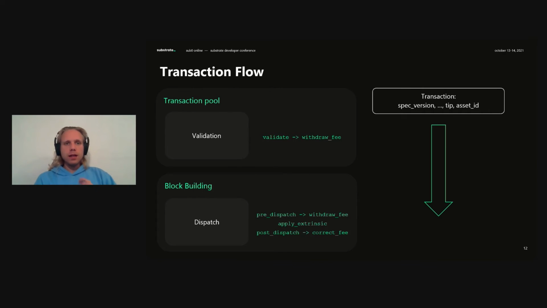So this has to do with the weight system of Substrate, where we give a worst case weight estimate for how expensive in terms of computation the transaction is. And we will charge the fee based on that. And then in the post-dispatch, we will have more information on how expensive the transaction actually was. And so we can correct the fee downwards. All right, so this is the rough transaction flow. And I will try to point us back to this when we go through the implementation so that you have some idea of where we are in the process.